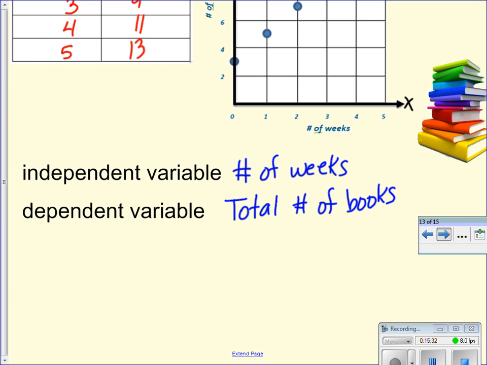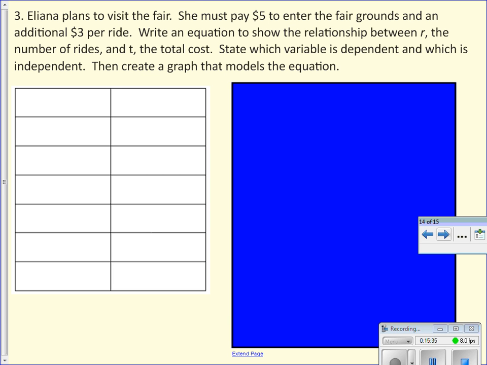All right, but now for the next one, we don't have an equation. So that's for you to write. Eliana plans to visit the fair. She must pay $5 to enter the fairgrounds and an additional $3 per ride. Write an equation to show the relationship between R, the number of rides, and T, the total cost. State which variable is dependent and which is independent. Then create a graph that models the equation. Okay, so 1, write an equation. 2, state the variables. 3, make a graph.